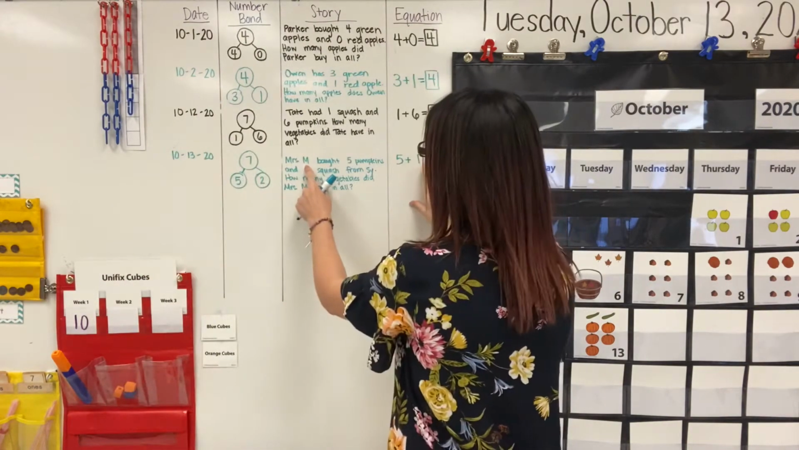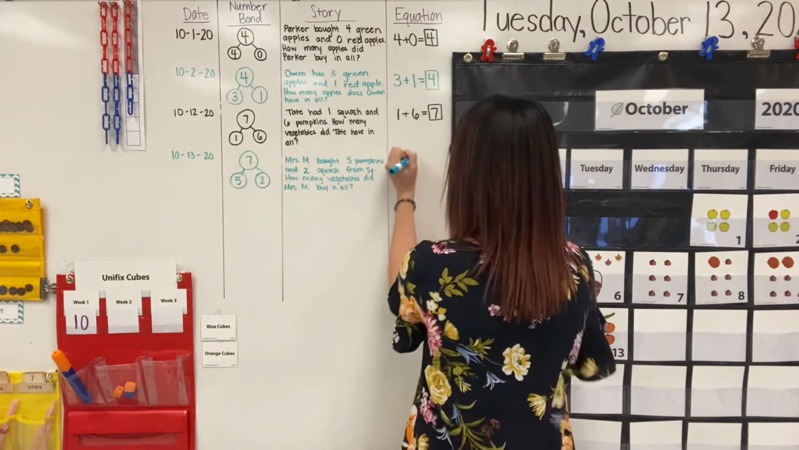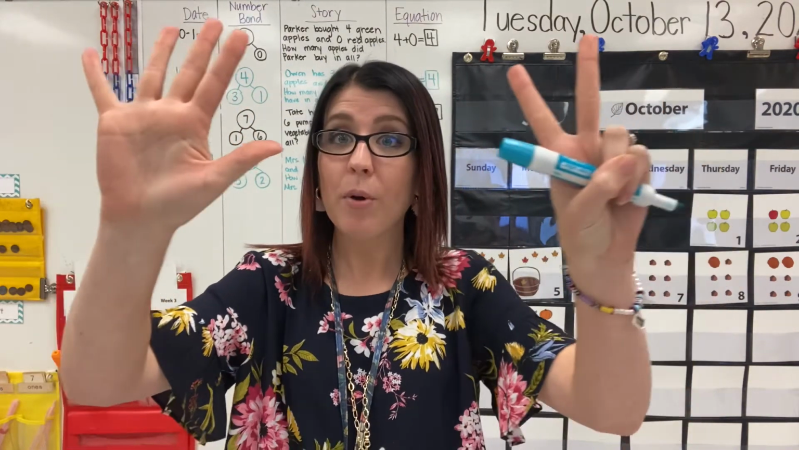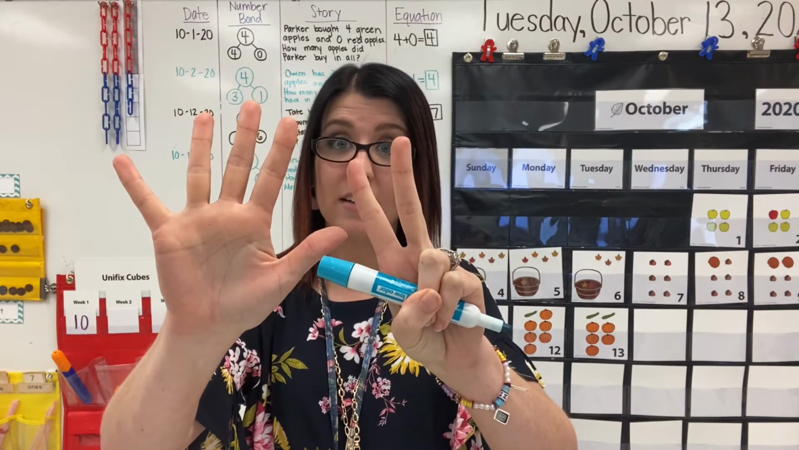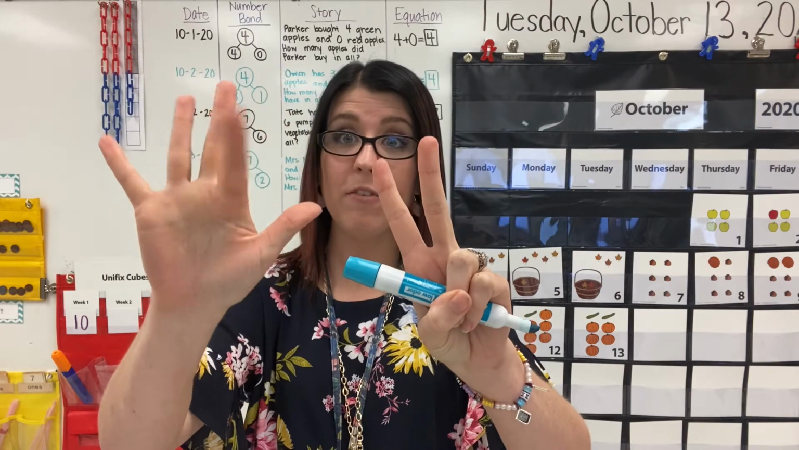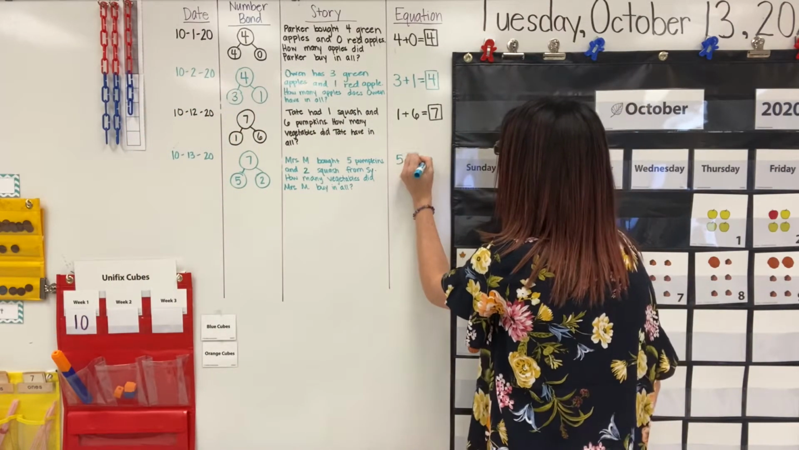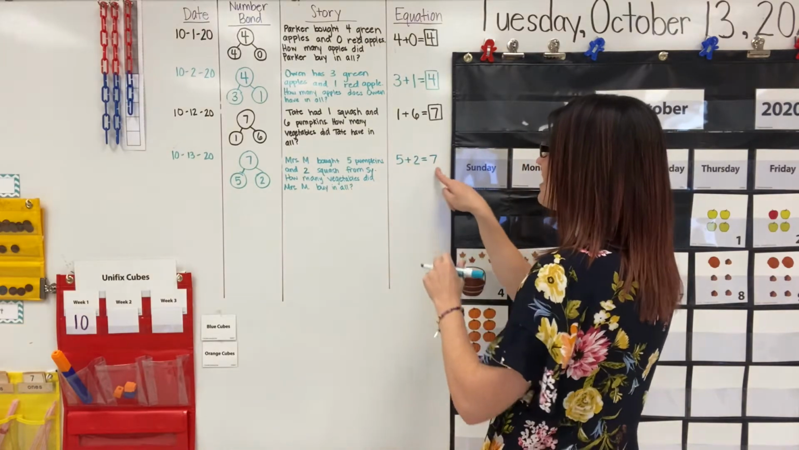This was supposed to be 2 squash. We didn't even match my story. Change that. Sorry. When I have 5 pumpkins and 2 squash, and we put them together, how many vegetables is that? 1, 2, 3, 4, 5, 6, 7. So there are 7 altogether. 5 and 2 together is the same as 7.